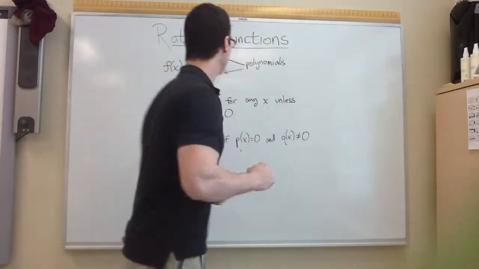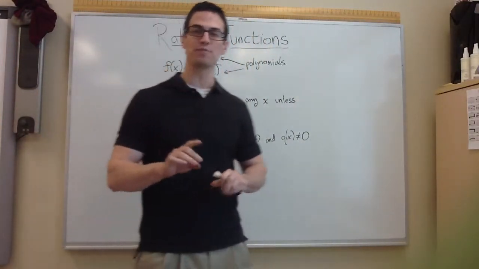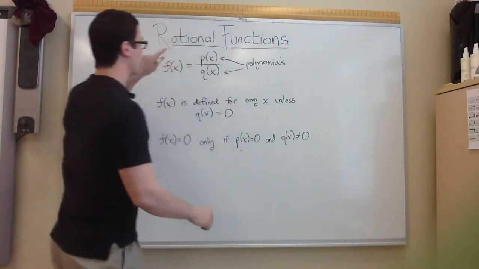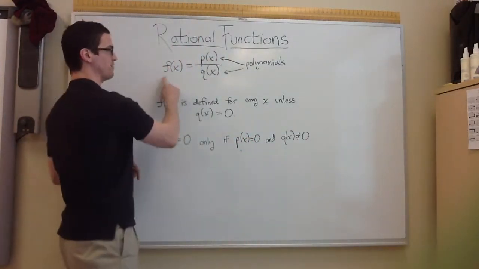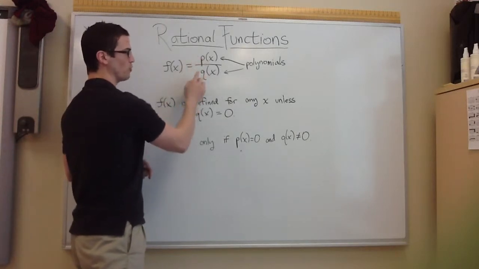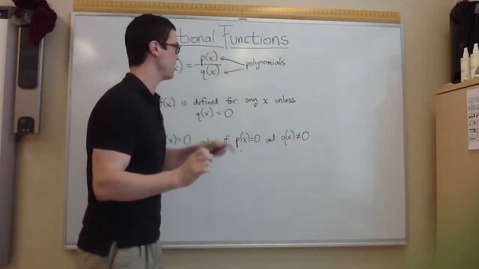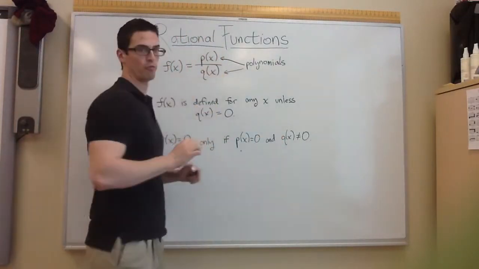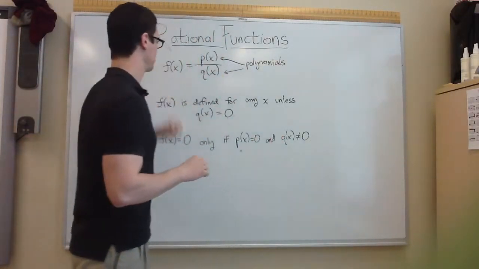Alright, so today's lesson is going to be on rational functions. It's going to be about the basics behind what they actually are. So a rational function is defined here as f of x, which is equal to p of x over q of x, and p and q of x are both polynomials. It's really important to make sure that they're both polynomials for this to be considered a rational function.